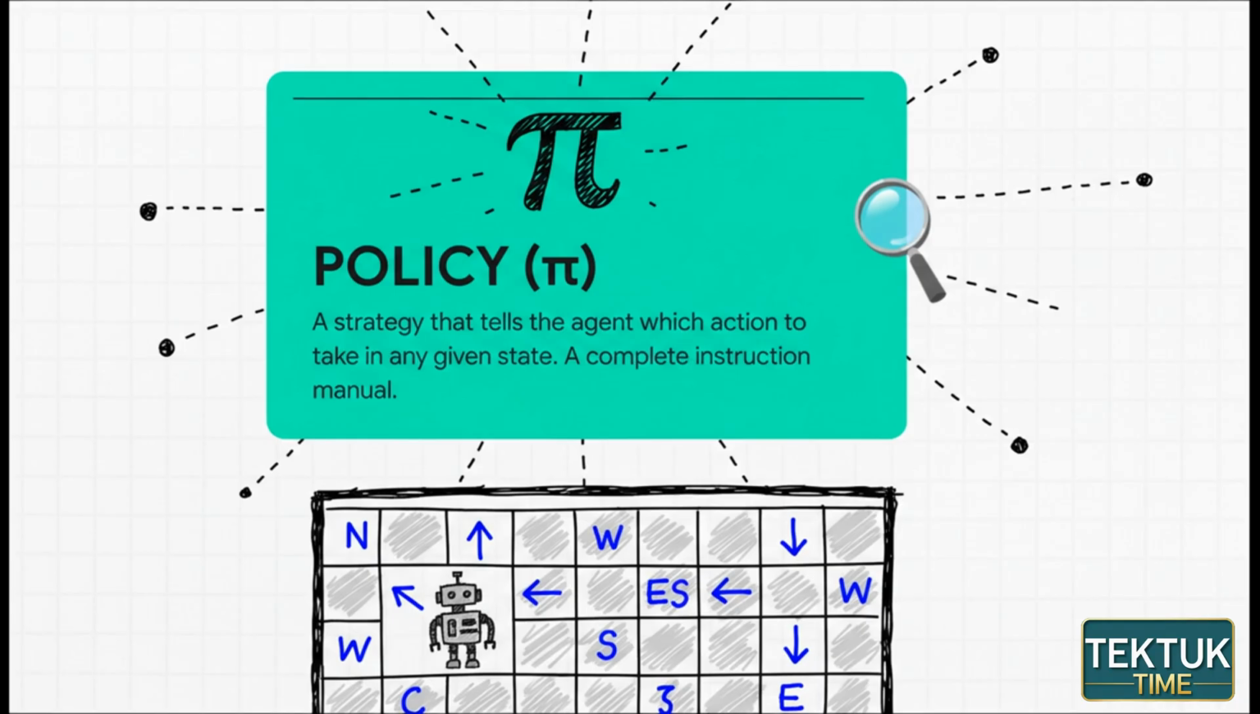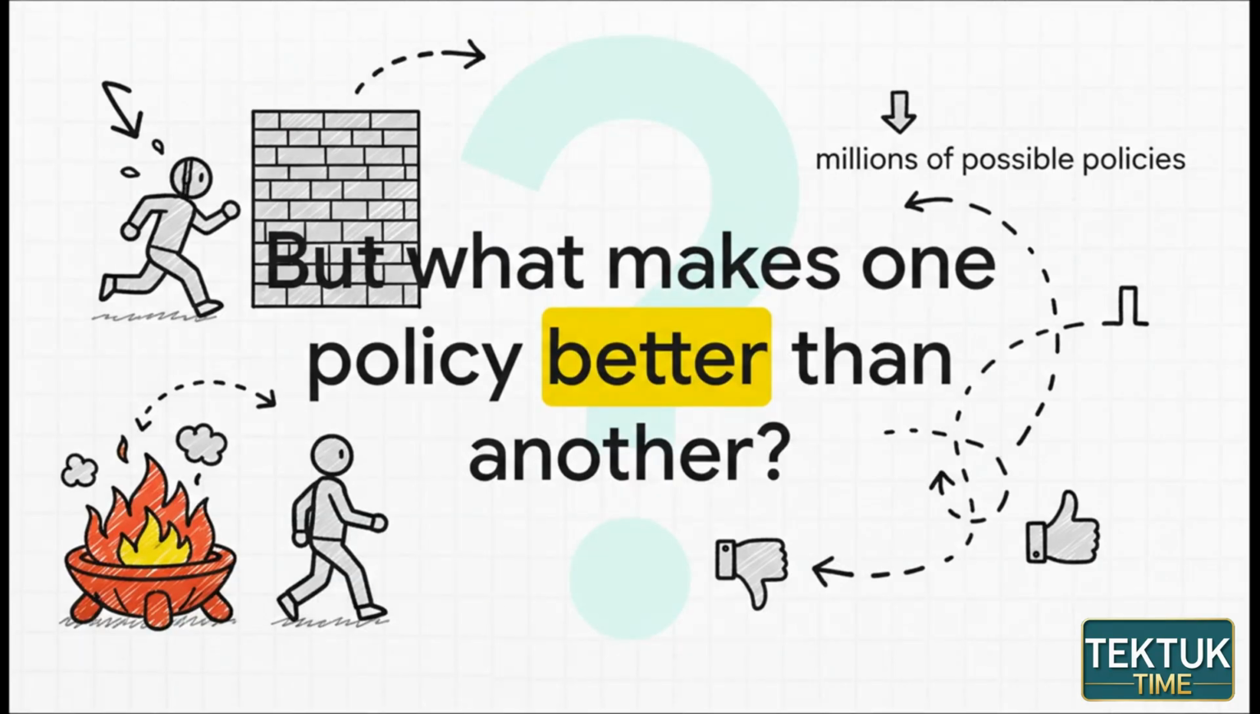A policy is basically a complete instruction manual for every single possible state. So for every square on our grid, the policy tells the robot exactly what to do. Go north, south, east, or west. No exceptions. But think about it. There are tons of possible policies, maybe millions. So how do we find the best one? How do we even measure if a policy is good or bad?